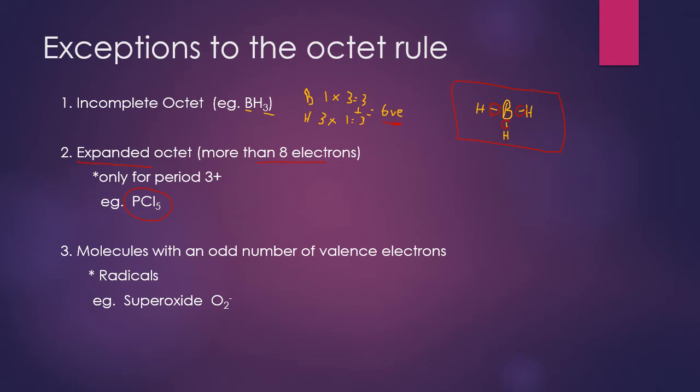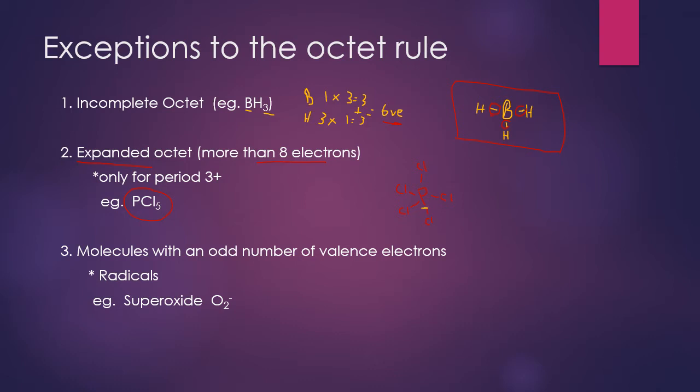So for phosphorus pentachloride, we have phosphorus being the central atom, and then we have 5 chlorines around it. Okay, and I'm not going to count out the valence electrons on this one. I just want to show you that it has more than 8 electrons. So we have phosphorus with the 5 chlorines around it. So now looking at this, the goal is to make the terminal atoms happy first, but what I want to focus on is phosphorus here.